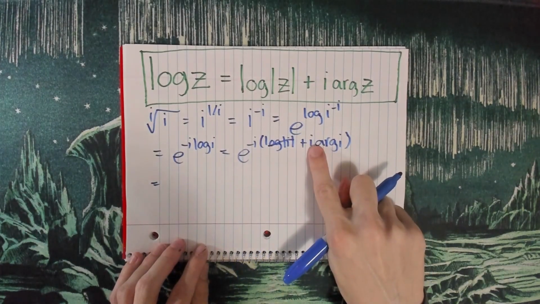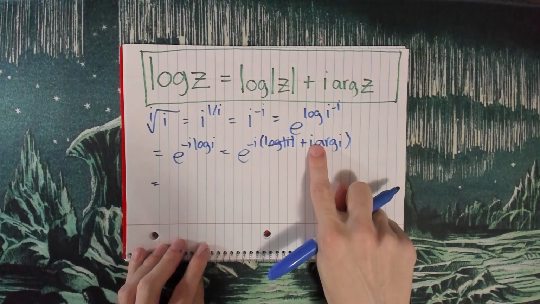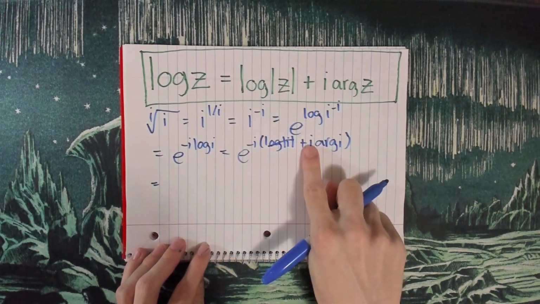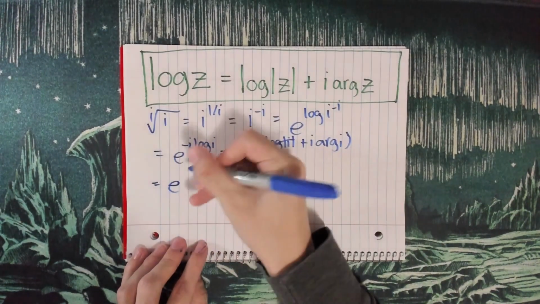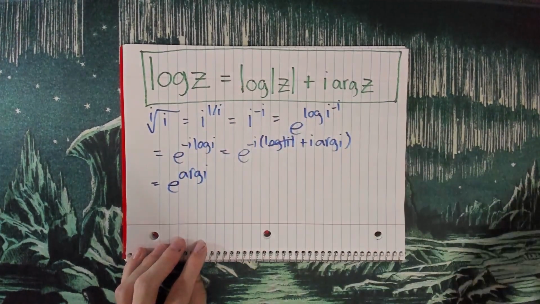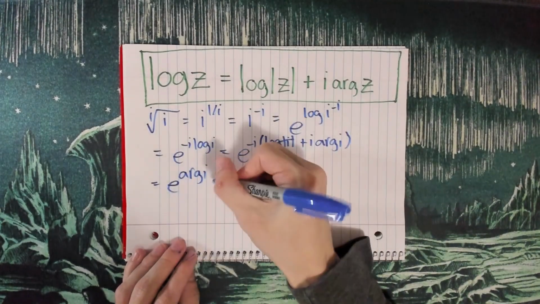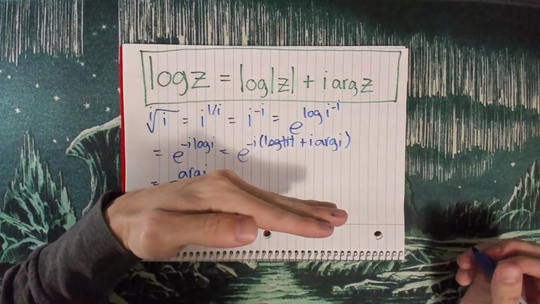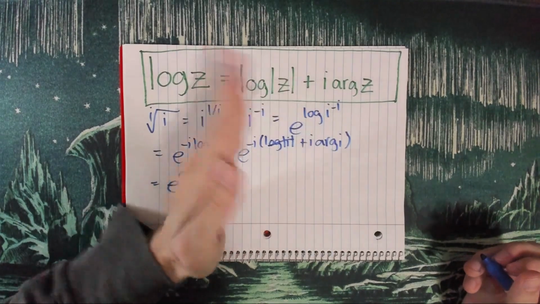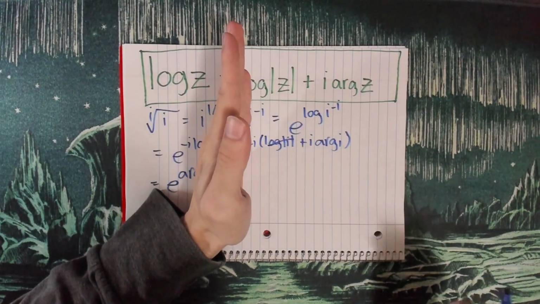Negative i times i, you might have heard of it, it's called negative i squared, which is also just 1. So the negative i and the i are going to cancel out. We just end up with e to the argument of i. So what is this? The argument of i is going to be the angle of i, so 90 degrees. But we want radians, so it's going to be pi over 2.